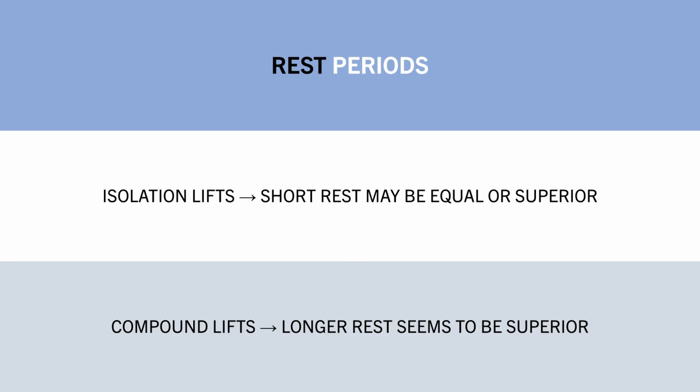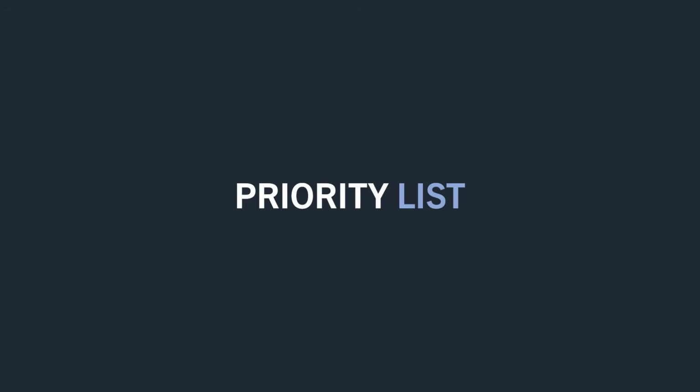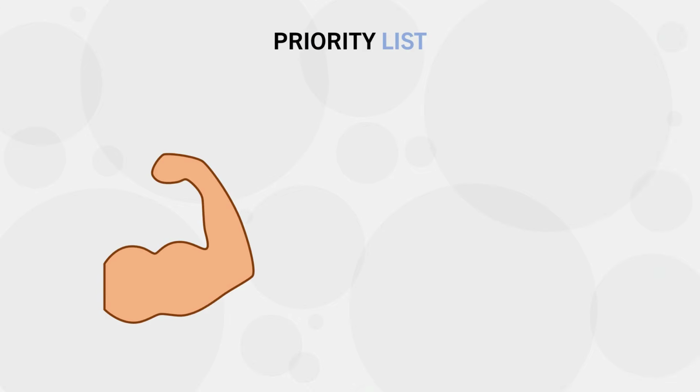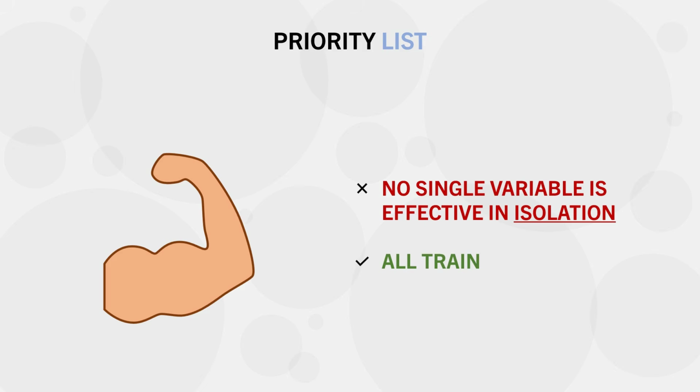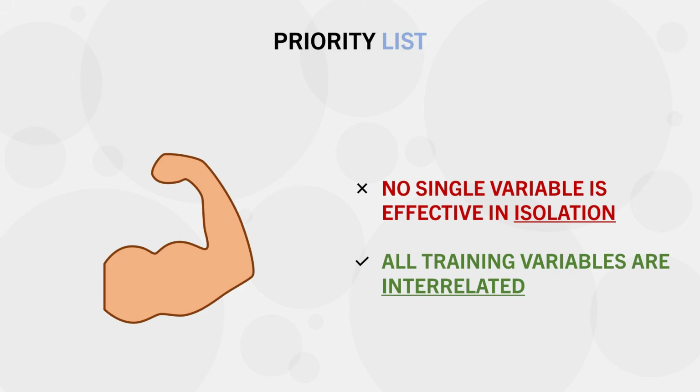Now that we have covered the fundamentals of each training variable, let's now put them into a priority list. We will rank each variable on how important it is relative to the other variables and try to give a rational explanation why. Before we do this, it is important to understand that no single variable is effective in isolation. Rather, all of these variables are interrelated, and each one will influence the other. So we should never focus all of our attention on a single variable. We should probably try to maximize each one for the best chances of maximal muscle growth. With this being said, let's now explore the priority list.